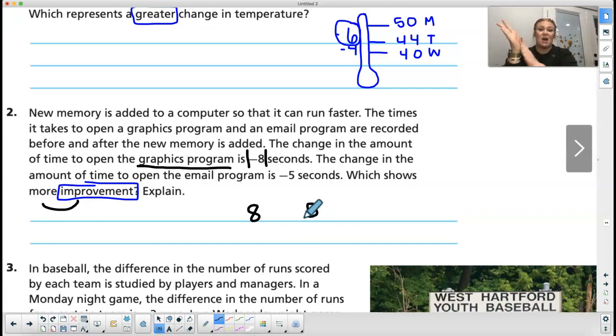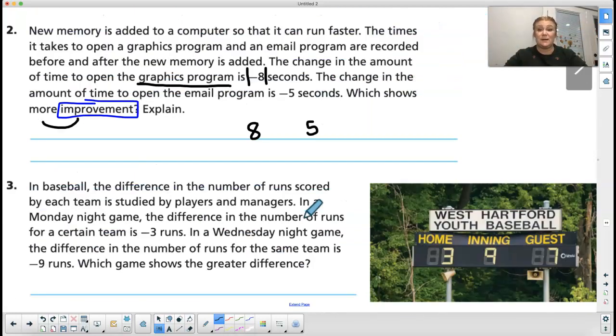So we're just thinking, how far away is this number to 0? Negative or positive? What is its distance to 0?